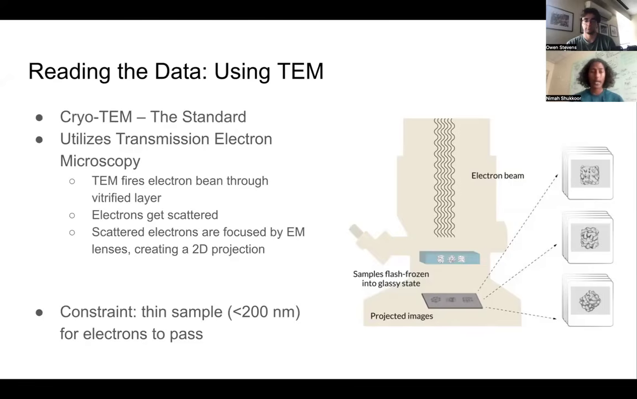And the electrons get scattered in the sample, and then these scattered electrons are focused by the EM lens, thus creating a 2D projection, as you can see in the right image. One of the few constraints here is that although it does offer a much higher resolution than a light-based microscope, which enables atomic level detail, you need a very thin sample, usually around 100 to 200 nanometers, in order for the electrons to pass.